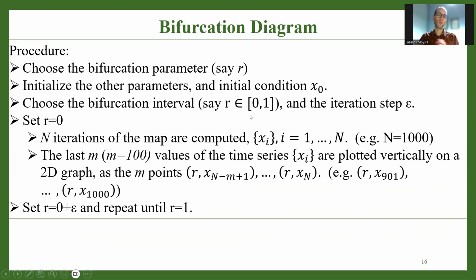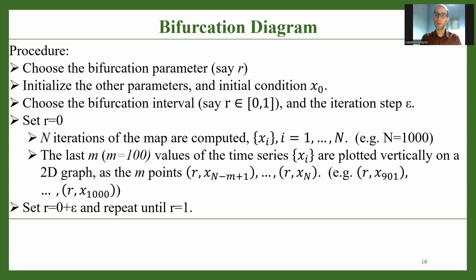Okay, this is a pseudocode for plotting the diagram. Let me explain it. We begin by choosing a bifurcation parameter of interest. For our map, let's say r equals the r parameter. Then we initialize everything else. Let's say the system has more parameters; we set a value for them that we desire. We set a fixed initial condition, x0, and then we choose a bifurcation interval. Let's say I want to study my parameter from 0 to 1. Actually, we're going to study it from 0 to 4 in the logistic case.